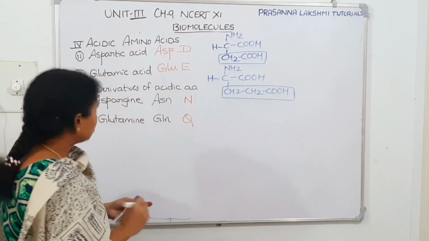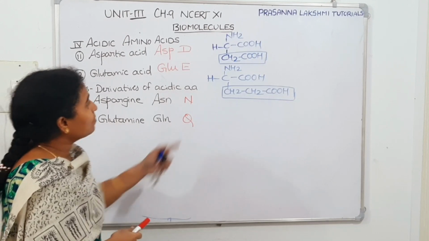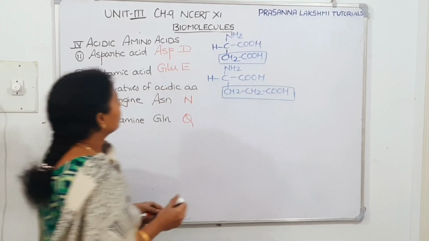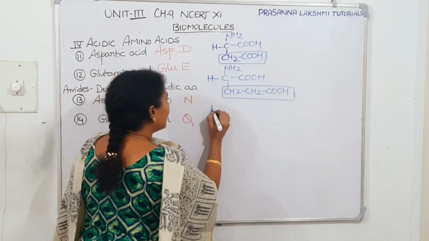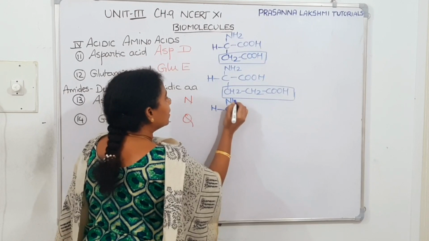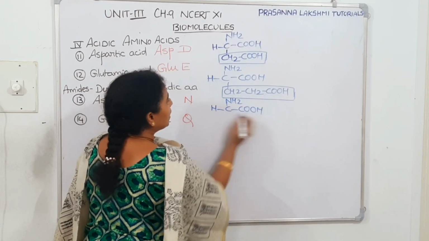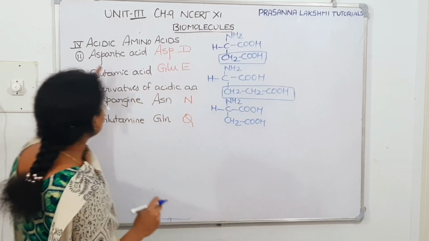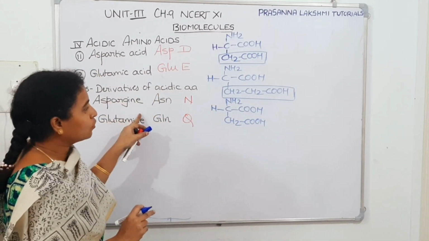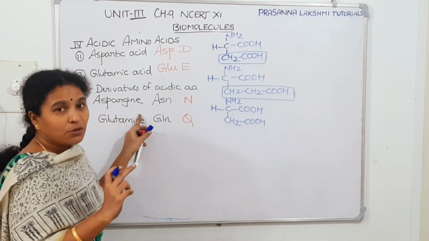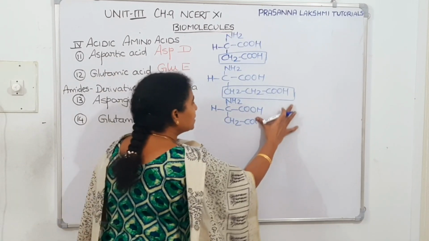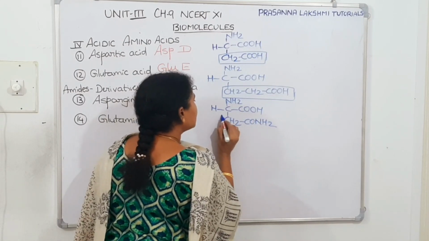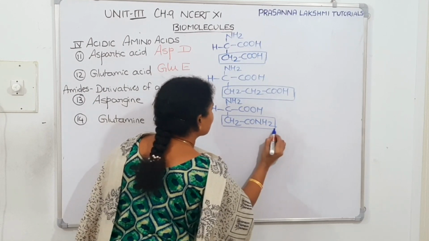So now the structures. Amides means convert one COOH group into a CONH2 group, right? So what shall we do now? Take the hydrogen, take the amino group, take the COOH group. Now first I will write aspartic acid. This is aspartic acid. Aspartic acid is getting converted to asparagine. I told you, convert one COOH group into its amide form CONH2. Means here, just add an NH2 group. If you add the CONH2 group, then it becomes asparagine.